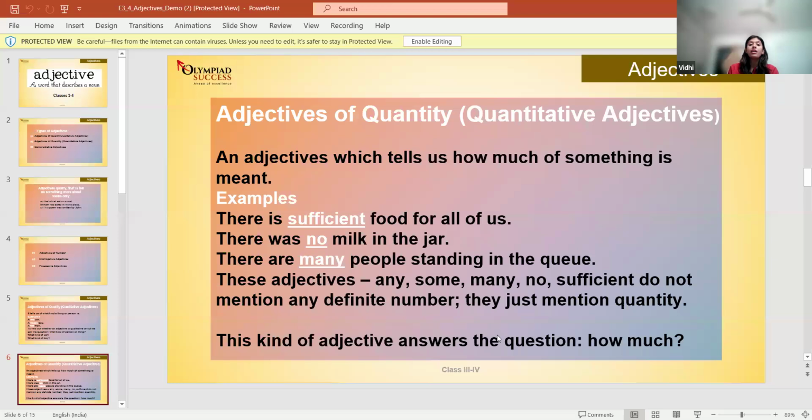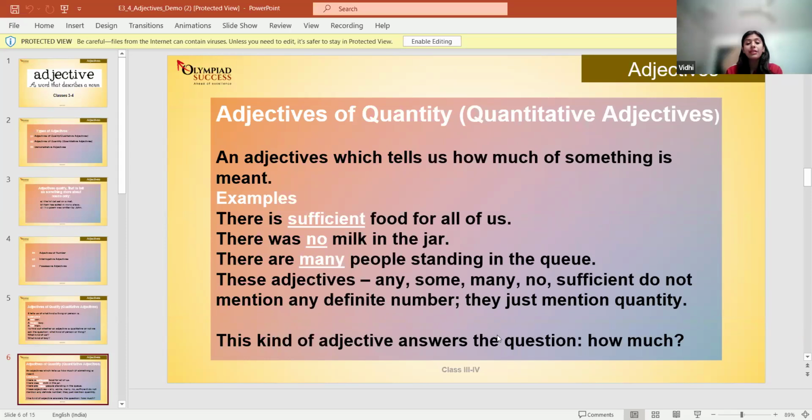So let's see. There is sufficient food for all of us. Can you see the example? Sufficient. So sufficient is telling us how much of something, how much food. The adjective which tells us how much of something is meant is an adjective of quantity. Like, there was no milk in the jar. So it is telling us that there is no milk in the jar.